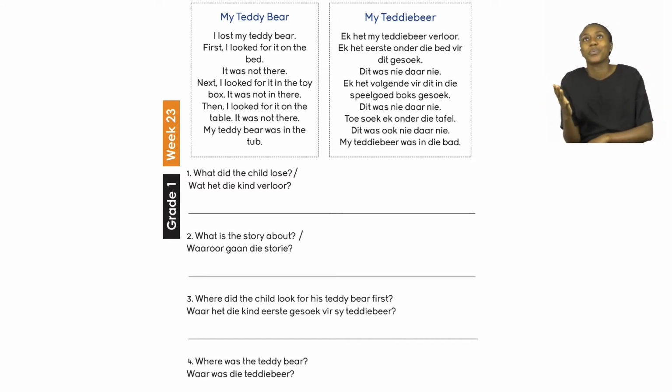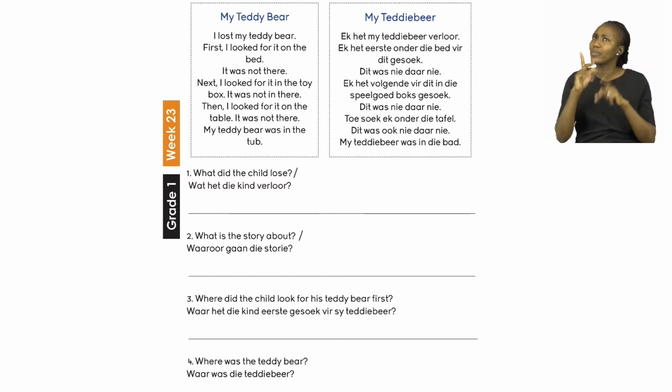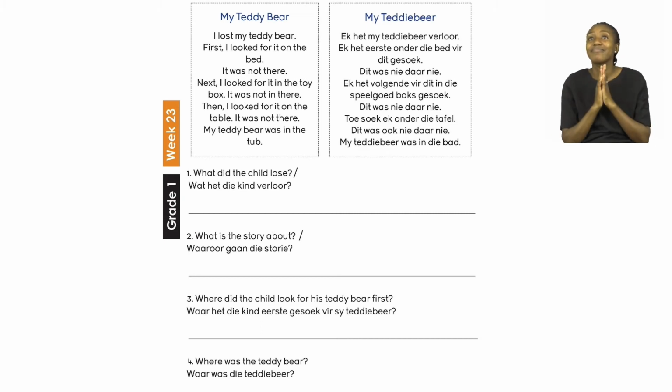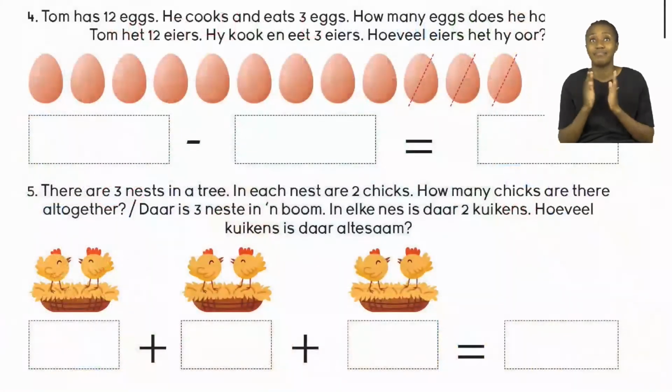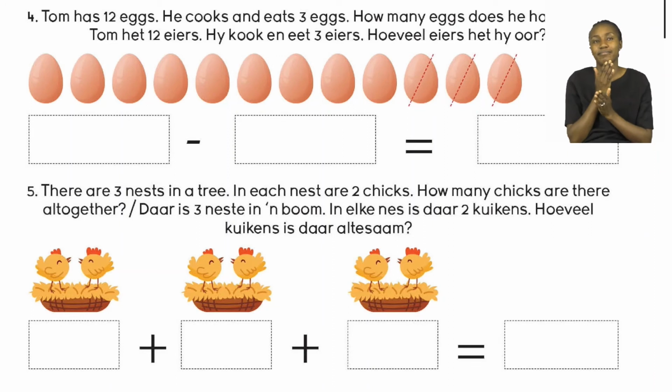My teddy bear was in the tub. So go ahead, boys and girls, answer your questions now. If you need to read the story again before you answer, that's okay. Just make sure that you read it for a third time when you are done with the answers. After that, I'd like you to please go to the next page, page 13.